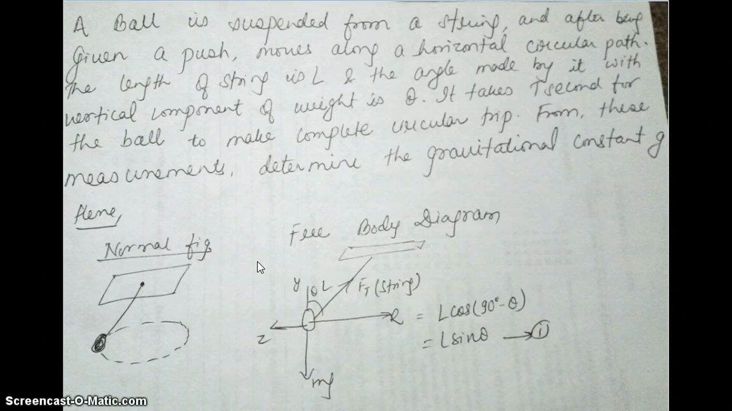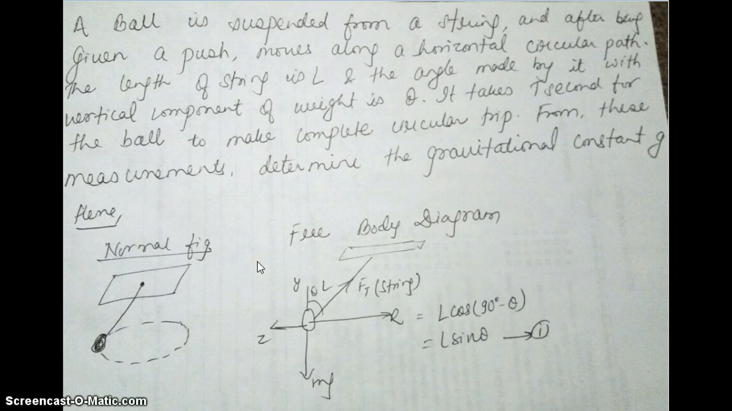Here's the problem. A ball is suspended from a string and, after being given a push, moves along a horizontal circular path. The length of the string is L and the angle made by it with the vertical component of weight is theta. It takes t seconds for the ball to make a complete circular trip. From these measurements, we need to determine the gravitational constant, small g.